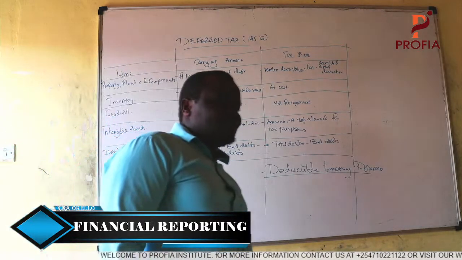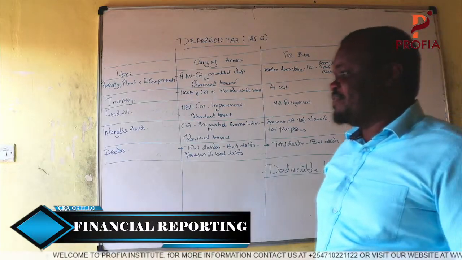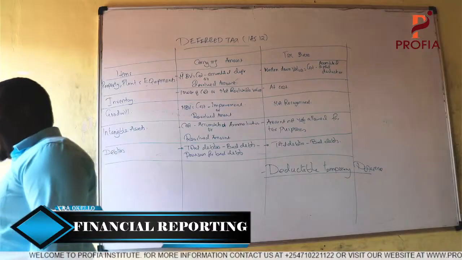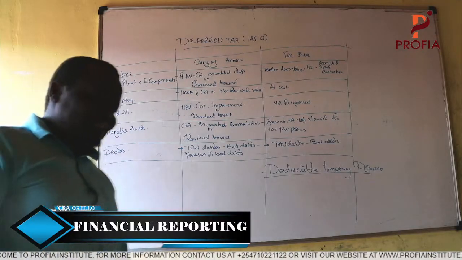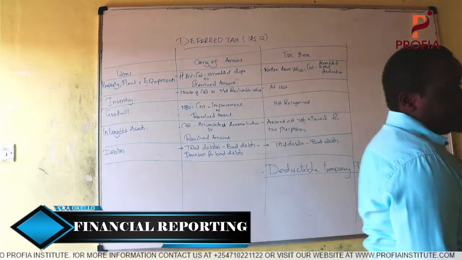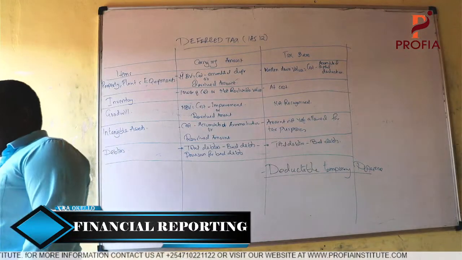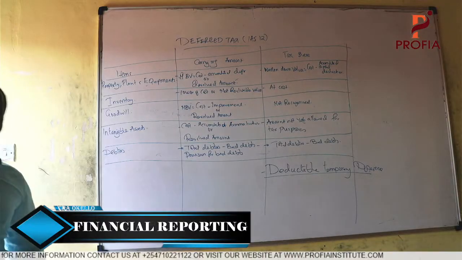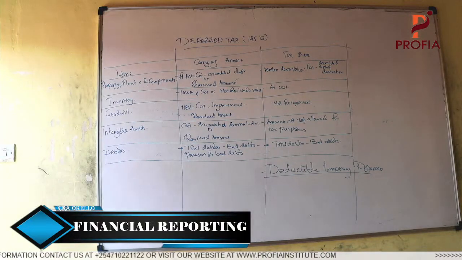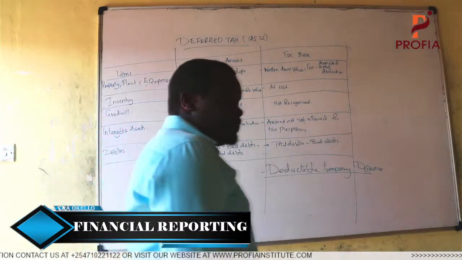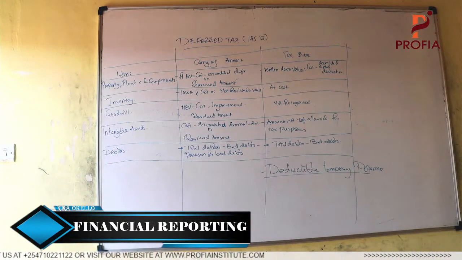It gives rise to deferred tax asset. Then we define what is deferred tax asset. Deferred tax asset is the amount of taxes recoverable in future periods.